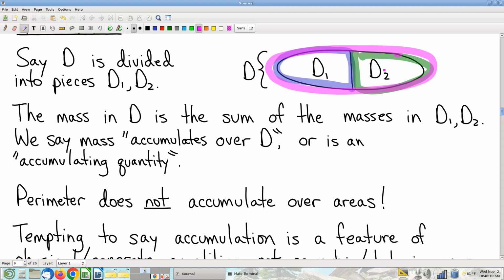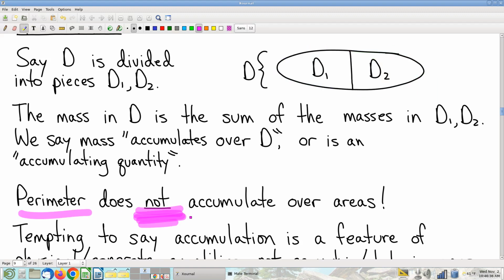Is the purple distance the sum of the dark blue distance and the dark green distance? No, of course not. Look at that. There's this chunk in the middle here that's kind of messing things up, right? I mean, it's kind of close in the sense that purple kind of tracks blue and it tracks dark green around the edge, but there is perimeter on the pieces that is not part of the perimeter of the whole. So not everything accumulates. Perimeter here is not an accumulating quantity. Everybody see the difference?